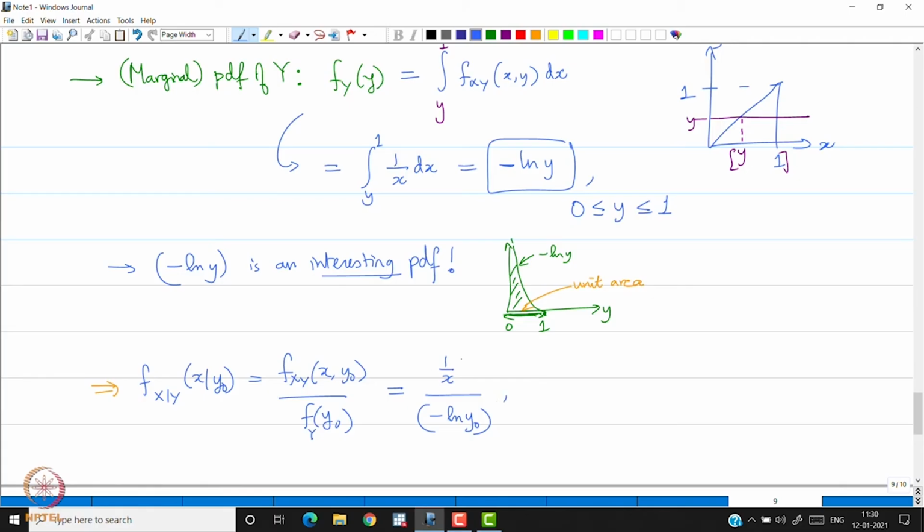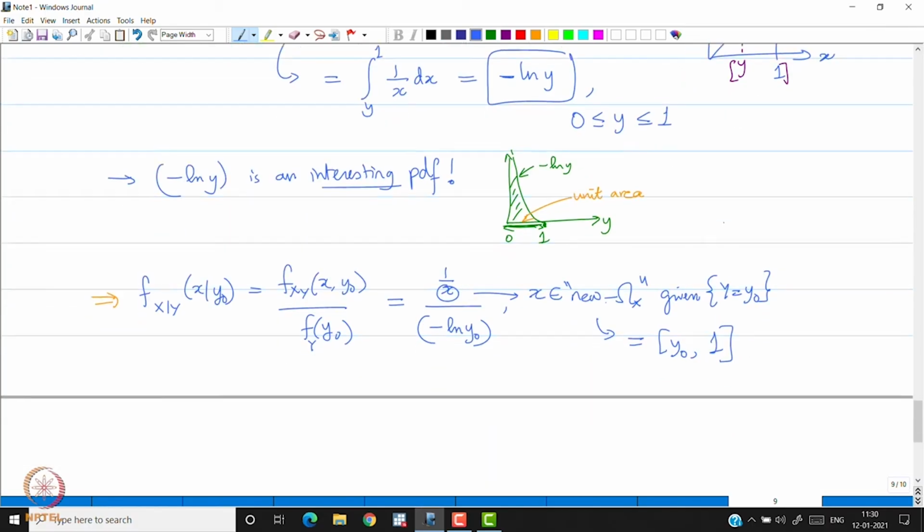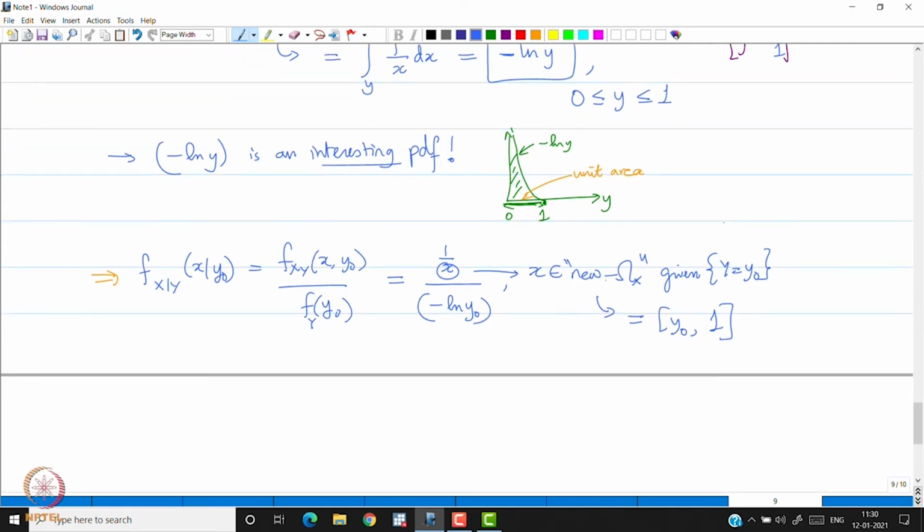So what is this x now? This small x is in the so-called range omega x given y equal to y naught. And this omega x is basically the set y naught to 1. That should be obvious from this picture out here. Whether you write it as y or y naught, this picture applies. So the range of values that the random variable X takes, given the event y equal to y naught, is the interval y naught to 1, and that is what we have here.